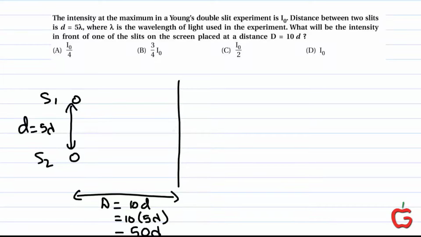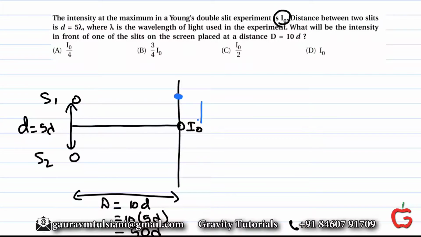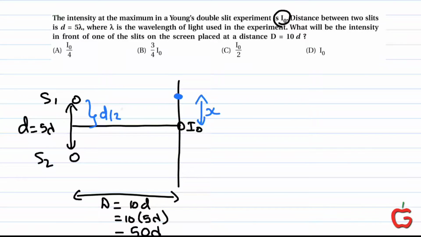So the brightest spot has an intensity of I0. So I0 is the maximum intensity. We know this is a bright spot. Now we want to find the intensity in front of one of the slits, at this point. At this point, x, the distance from the central bright, is d by 2. That is 5 lambda by 2.